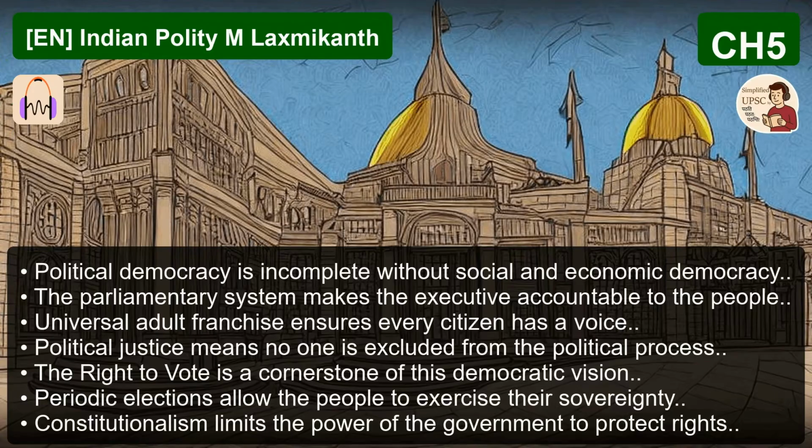So if the Parliament attempted to abolish universal adult suffrage, for example, it would be instantly challenged. It would be struck down immediately under the Basic Structure Doctrine. Universal adult suffrage is the operational definition of political justice and democracy, concepts enshrined in the preamble.